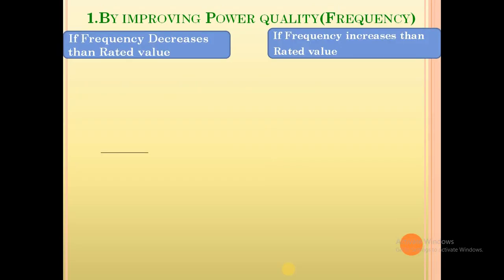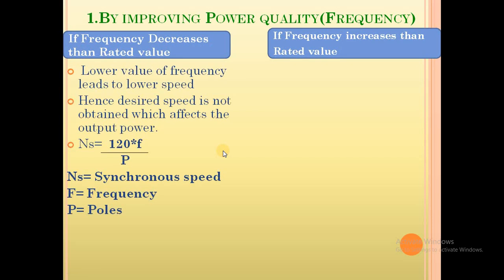Now next is improving power quality, frequency. So we'll relate it with the frequency. What will happen if frequency goes up and down from the rated value? Here, if frequency decreases from the rated value of the motor, our Indian motors are designed for 50 Hz frequency, then what will happen if the frequency decreases beyond its rated value? The lower value of frequency leads to lower speed.